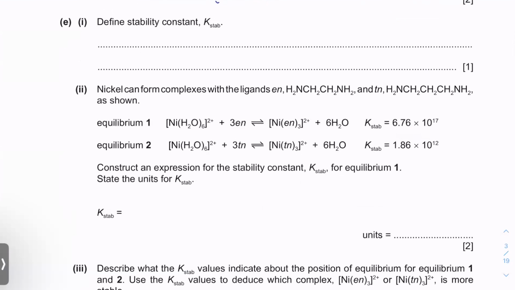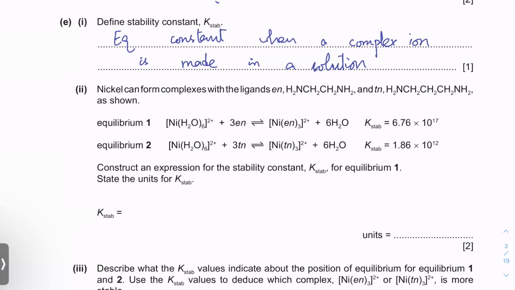Define K stab. So K stab kya hai? It is the equilibrium constant when a complex is formed. So it is the equilibrium constant for when a complex ion is made in a solvent. Yeah, in a solution.